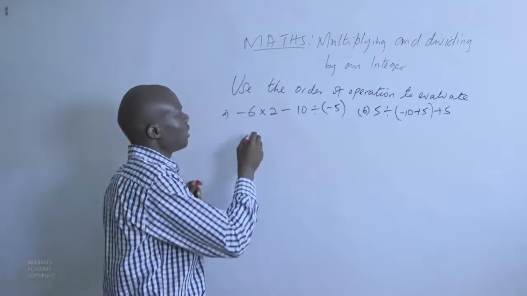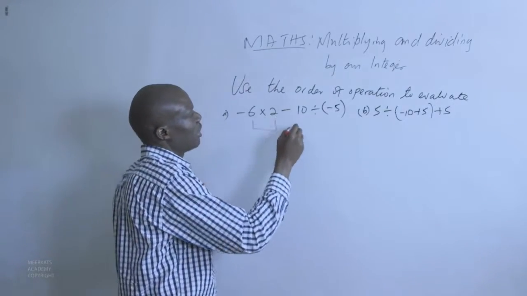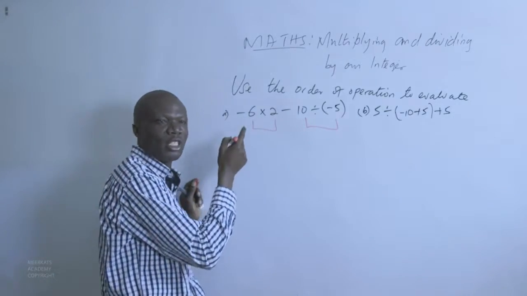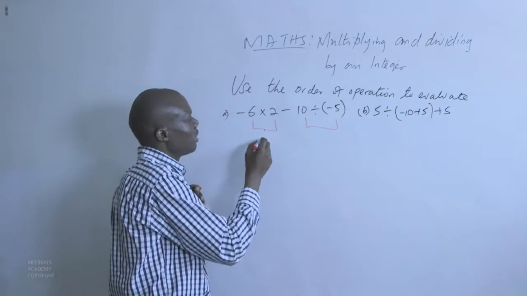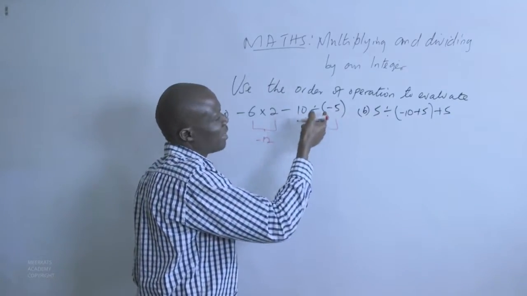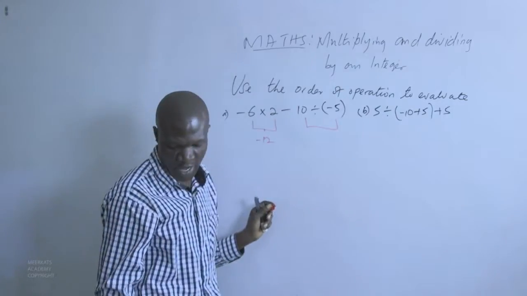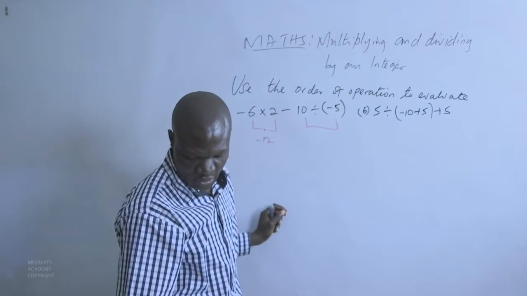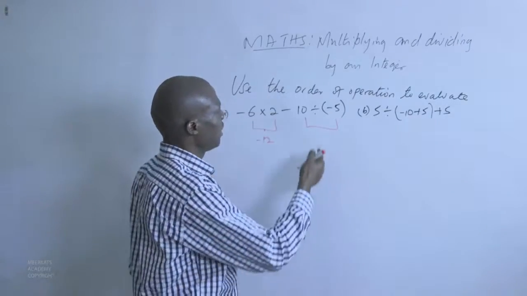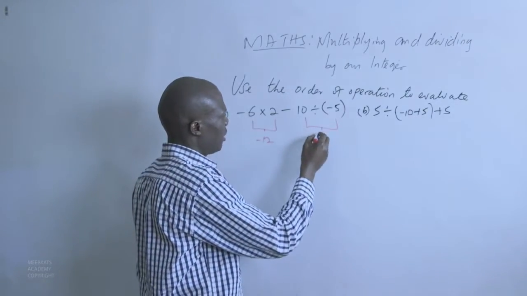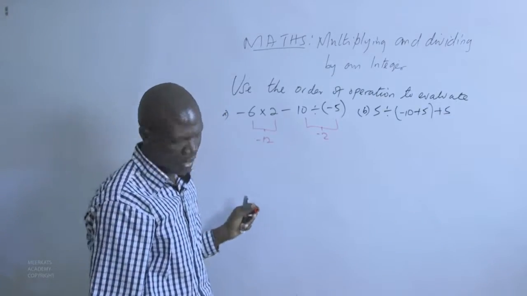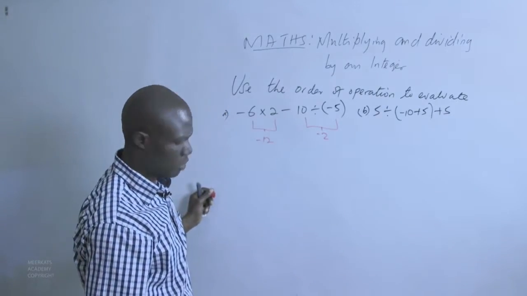This is our first operation, this is our second operation. Negative 6 times 2 will give us negative 12, and 10 divided by negative 5, you will find that this one will give us negative 2.